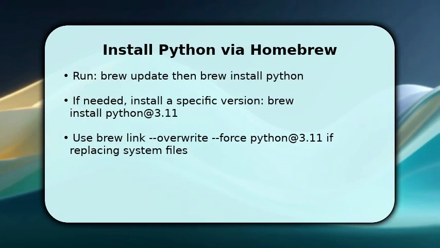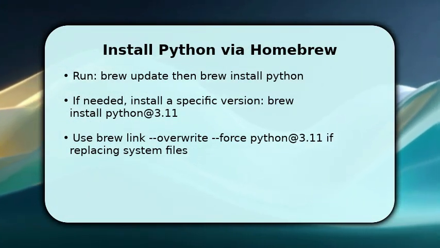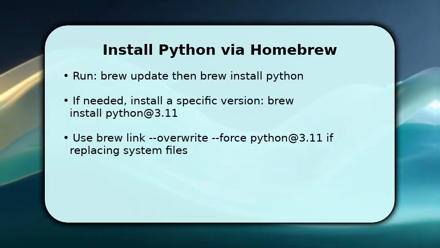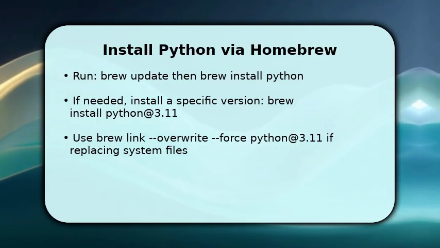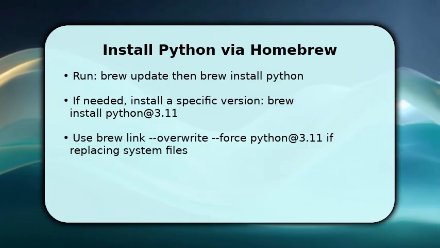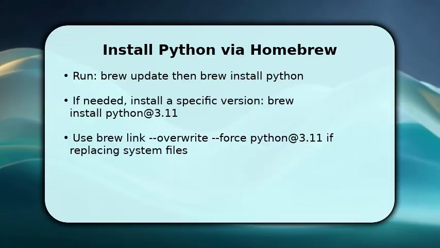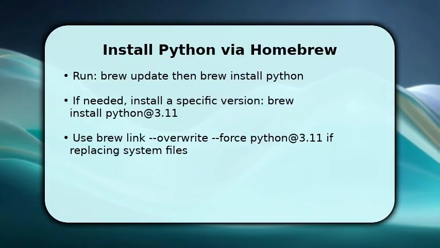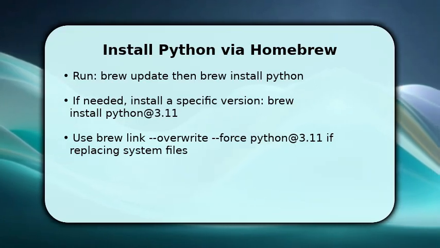You continue by updating Homebrew to ensure the latest formulas. Run brew update. Then install Python with brew install python, which provides Python 3, pip3, and a Homebrew managed binary path. If you need a specific release, install Python at 3.11 and then link it into /usr/local or /opt/homebrew.